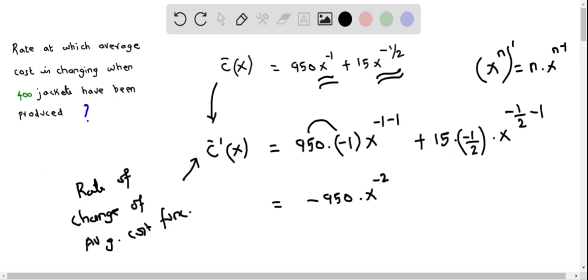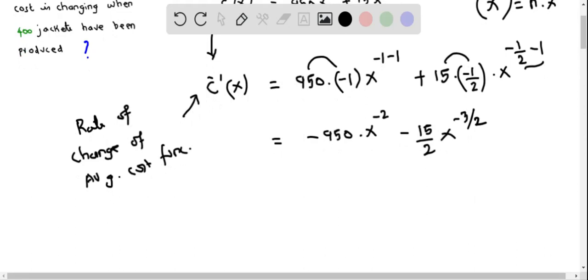Negative 1 is negative 2. And here I have a negative quantity, because 15 times negative half is negative 15 over 2. And then x raised to the power of negative 1 by 2 minus 1, this simplifies to negative 3 by 2. Let's simplify this further, or we can put this in positive powers of x.